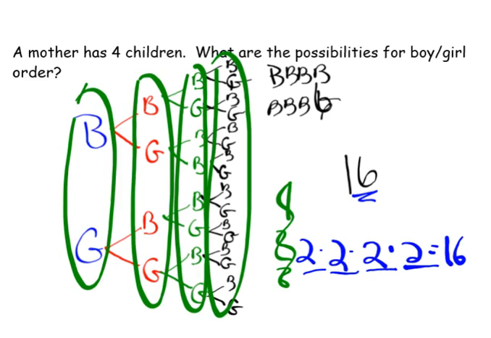So this works for all of the different things that we've talked about. But sometimes you want to be able to see the outcomes, like you see in the tree diagram, and sometimes you only want the number, and that's called the counting principle. And that's the end of this lesson.